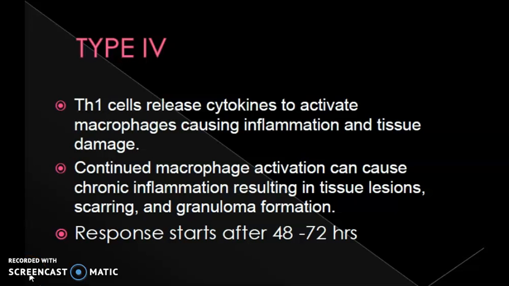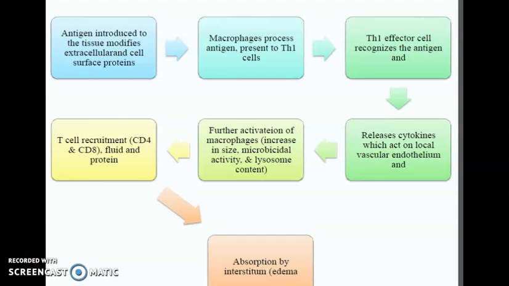In this, the Th1 cells, that is T helper cells, release cytokines to activate macrophages, causing inflammation and tissue damage. Continued macrophage activation can cause chronic inflammation resulting in tissue lesions, scarring and granuloma formation, and this response starts after 48 to 72 hours. Let's see the overall mechanisms involved.